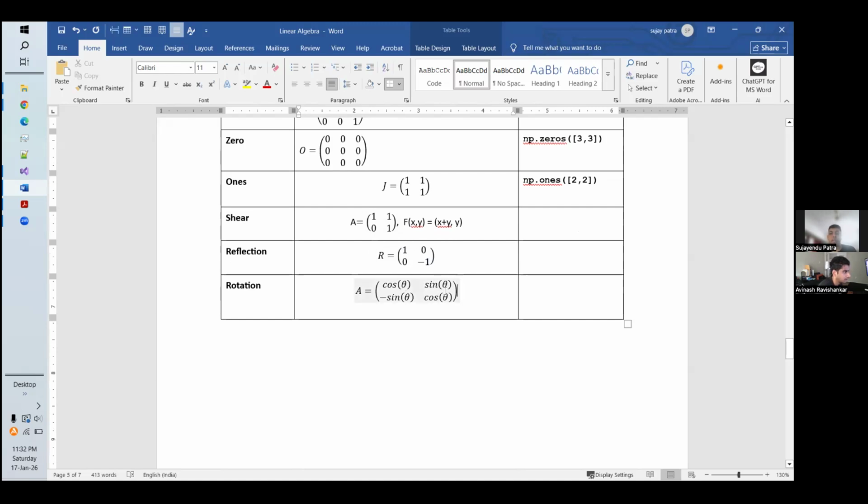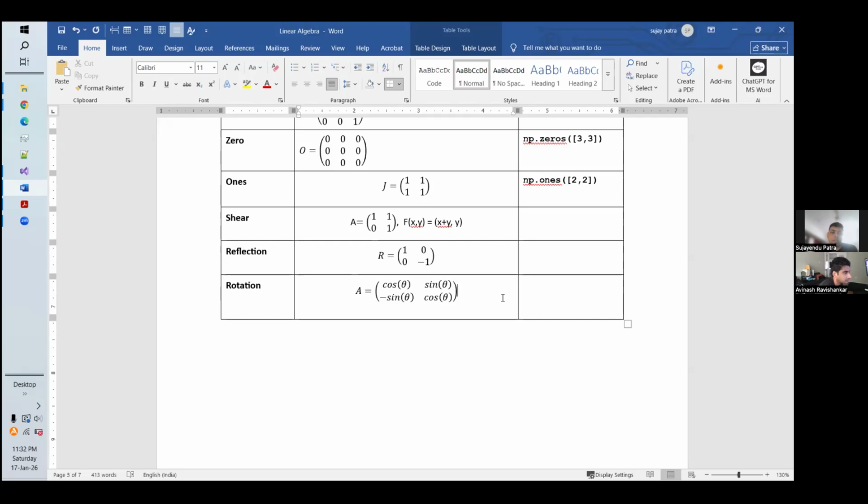And similarly, you also have matrices for rotation. So if you want to rotate in 2 dimensions by angle theta, the matrix looks like this. The diagonal elements are cos theta, the off-diagonal elements are sin theta and minus sin theta. And this is a rotation by angle theta. You could just rotate by 90 degrees, for example.